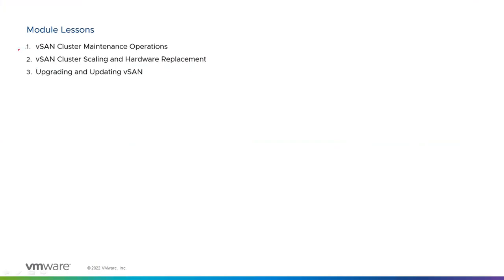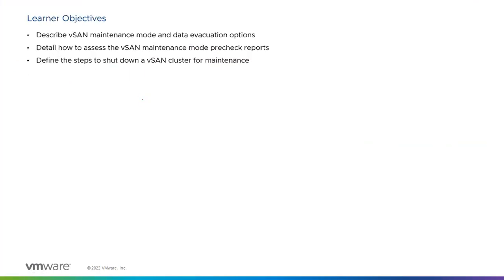The first is different methods of cluster maintenance. You are a little aware of it. Then scaling your cluster, hardware replacement, and upgrading and updating the vSAN cluster. Okay, so in lesson one, we're talking about different maintenance modes and different data evacuation options in detail, how to put the host in maintenance mode, pre-check reports before putting a host into maintenance mode, and the steps for cluster shutdown and maintenance.